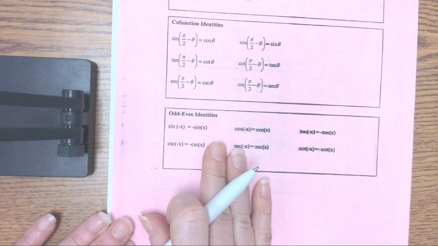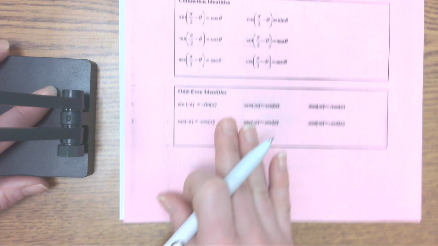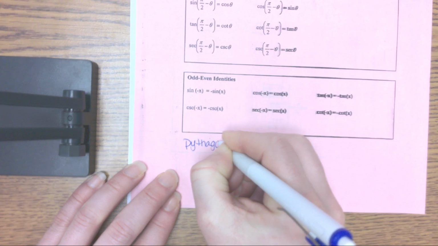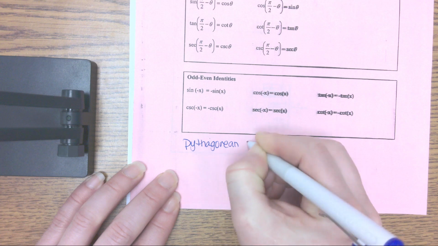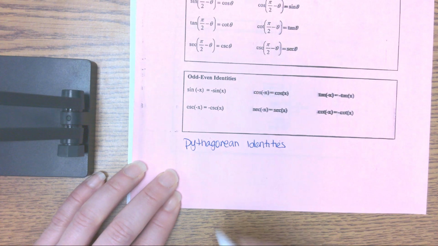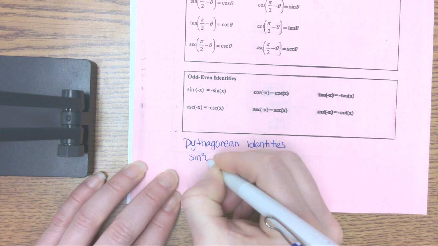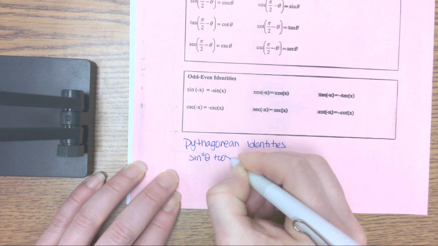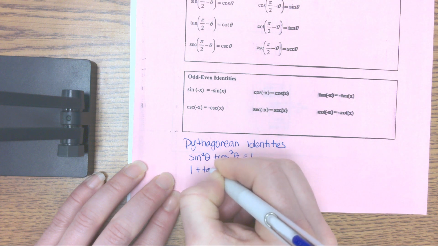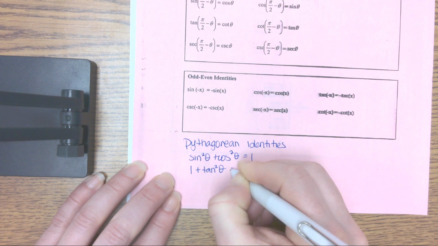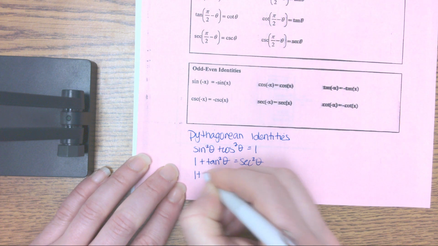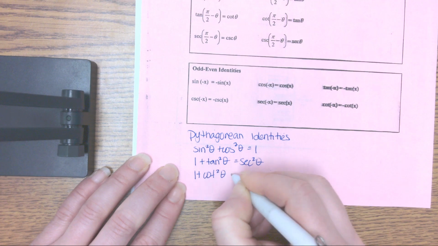box, odd even identities. In addition to that, you wrote down in your notes the Pythagorean identities. These are going to be the other ones that you use. So those would be sine squared theta plus cosine squared theta equals 1. 1 plus tangent squared theta equals secant squared theta. And 1 plus cotangent squared theta equals cosecant squared theta.